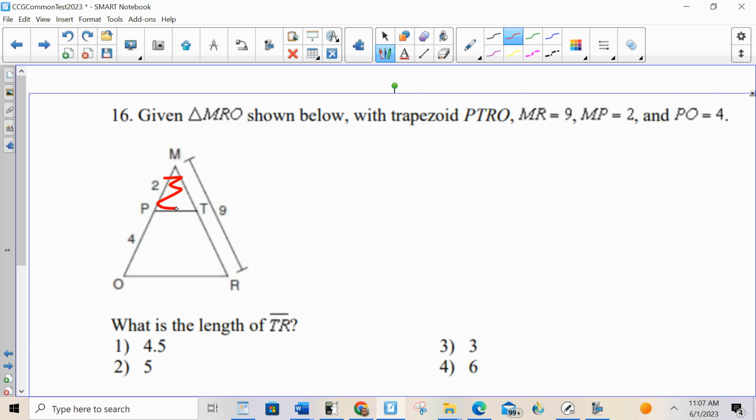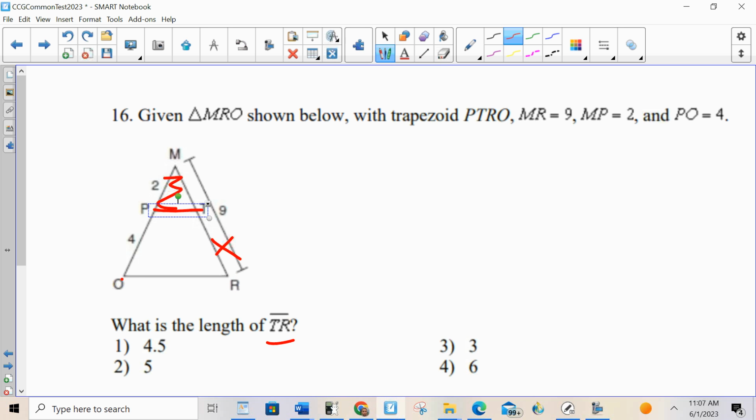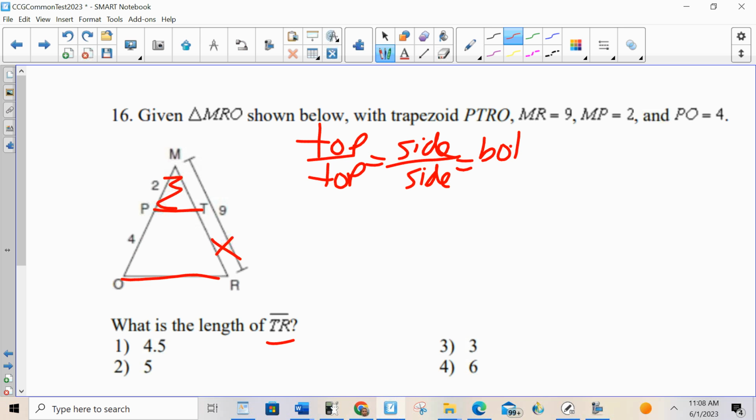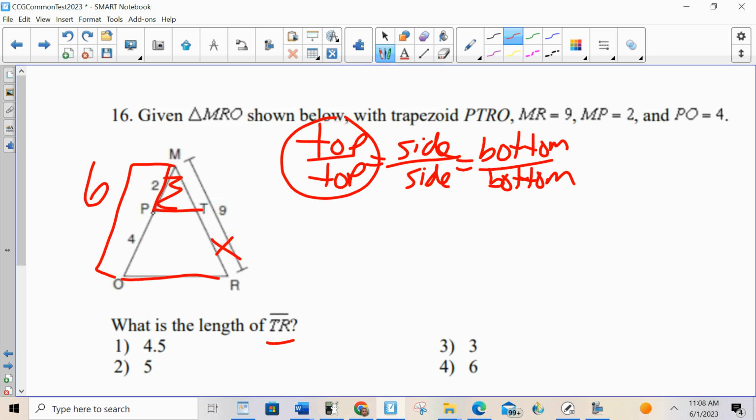Always put an X on what you're trying to find. Candy corn, bases separate. Are the bases involved? No. If there are no bases, put the top over top, the side over side, and the bottom over bottom. Expect to have to add or subtract pieces. It's easier if you do it at the beginning. Since that top is 2 and the bottom is 4, this whole thing is 6. Do I have both tops? I've got a 2, I've got a blank.